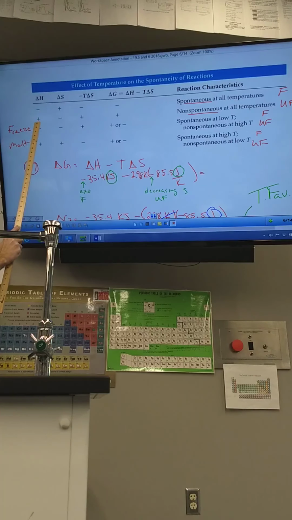The opposite of that is you have a plus and a minus. That's unfavorable, unfavorable. When you put in a negative delta S there, it's going to be a positive term. So you have two positive terms. That means delta G is positive under all conditions, so it's always unfavorable or non-spontaneous.